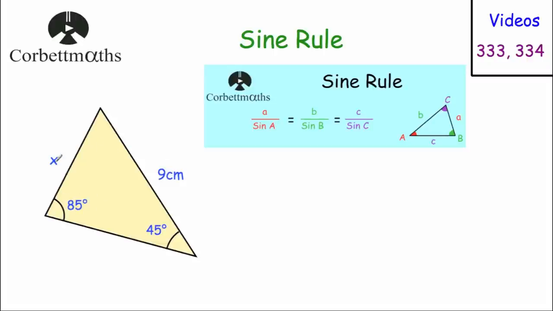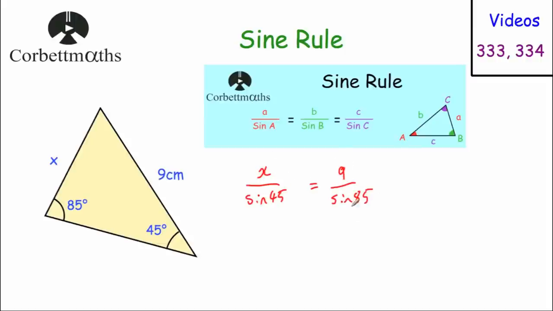So let's use the sine rule to work out the side x, this missing side. The sine rule is a over sine A equals b over sine B. So what that means is we've got x over sine 45, because they're opposite each other, will be equal to 9 over sine 85. So we've got x divided by sine 45 equal to 9 divided by sine 85.